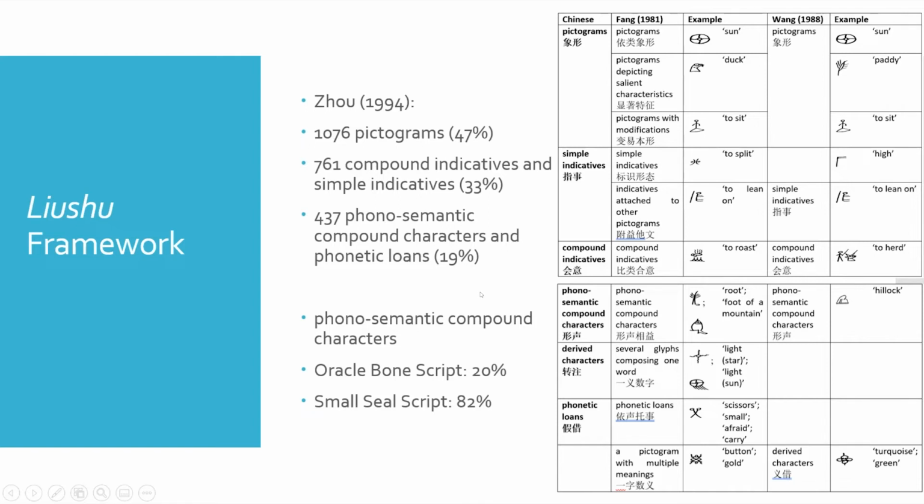And these statistics can be compared to other writing systems. Take the phono-semantic compound characters, for instance. Here in Dongba script, the number is 19%. And in the Oracle Bones script, this type of glyphs counts around 20%. And in small seal script, it is 82%. It has increased significantly.